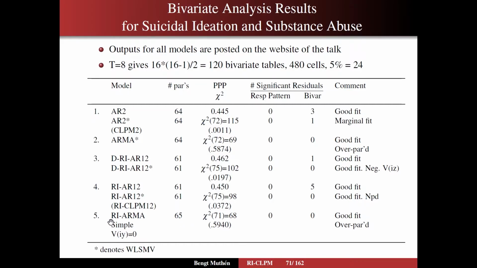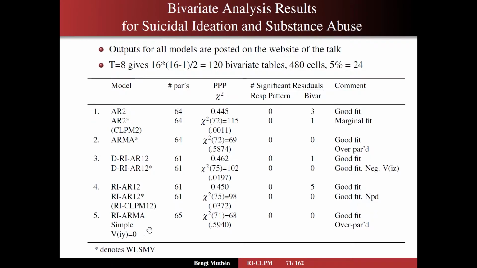And then we have RI-ARMA, and that gives a good fit, but once again it seems to be over-parameterized for these data. It's a simple model where we fix the random intercept variance to 0 for suicidal ideation based on the separate analysis of that process.